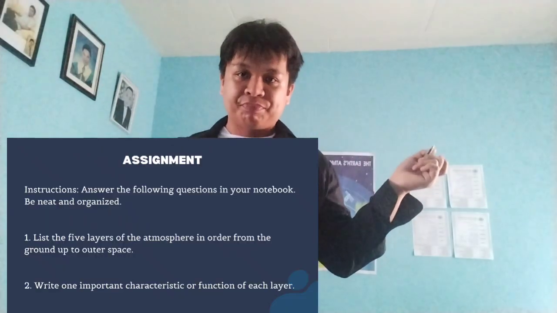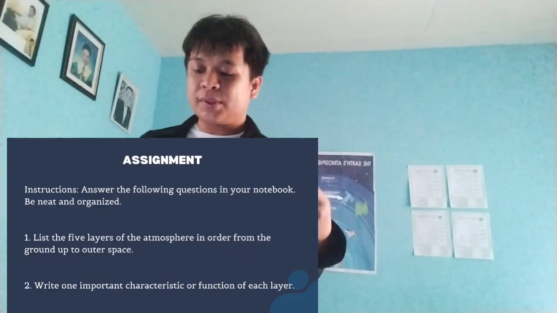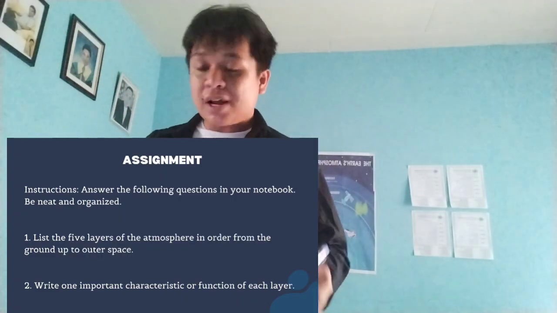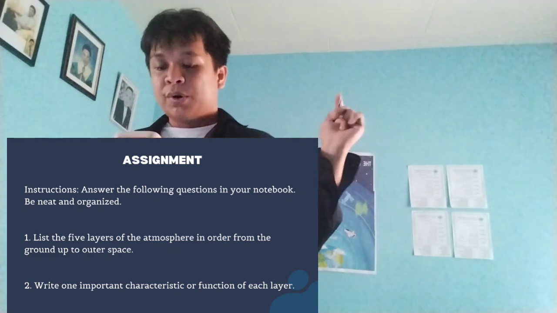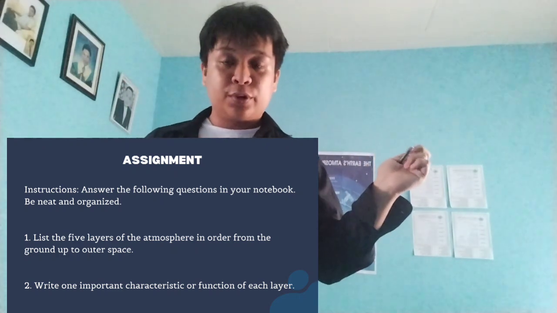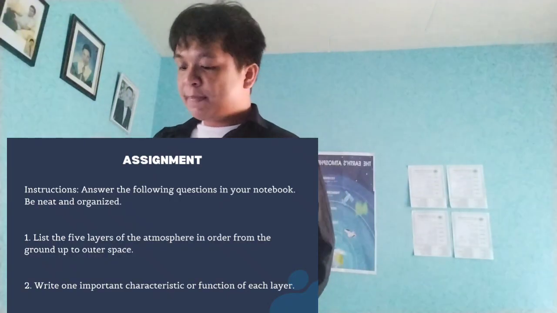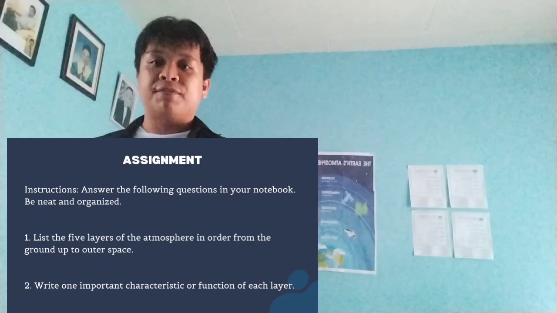Okay, so the first question, please write this in your assignment notebook that we're going to answer. List the 5 layers of atmosphere in order from the ground up to outer space. And number 2, write one important characteristic or function of each layer. And the next question, in 3 to 5 sentences, explain why the atmosphere is essential for life on Earth. So, that's it. You're going to pass that tomorrow before flag ceremony. Okay, class? Thank you.